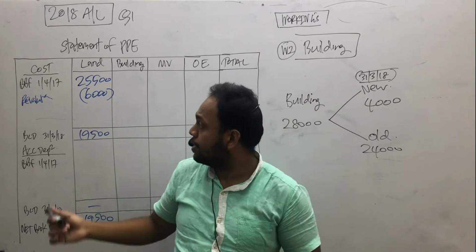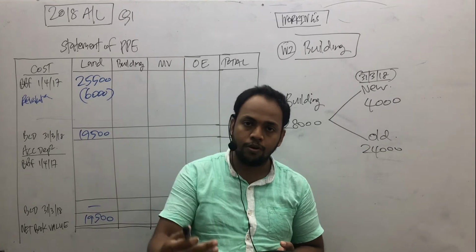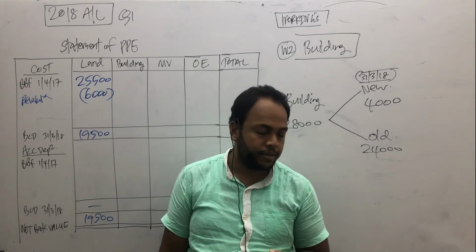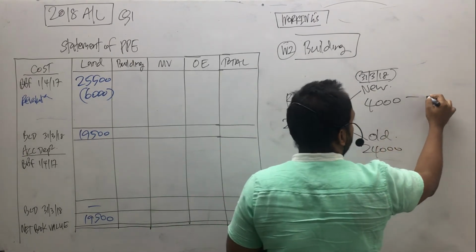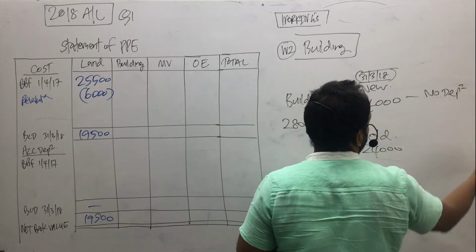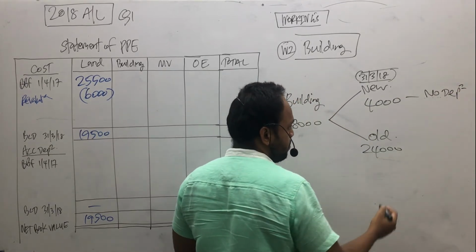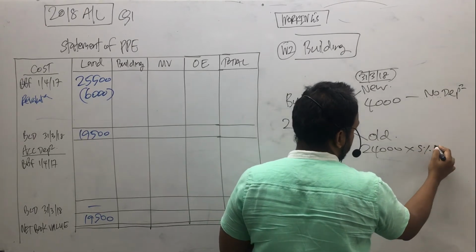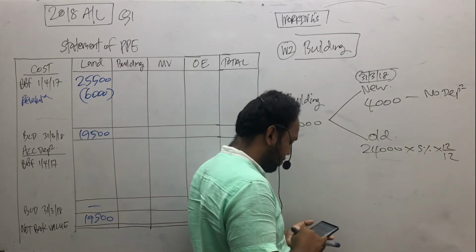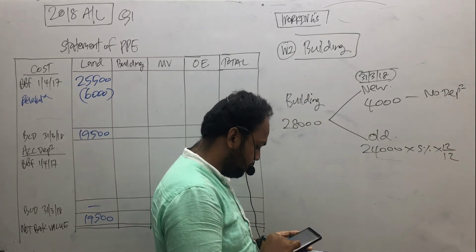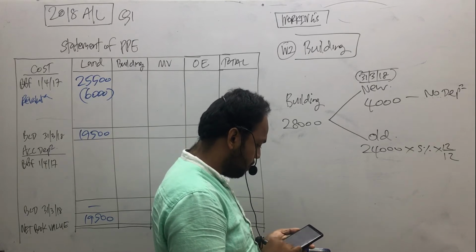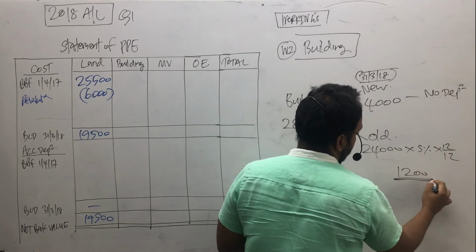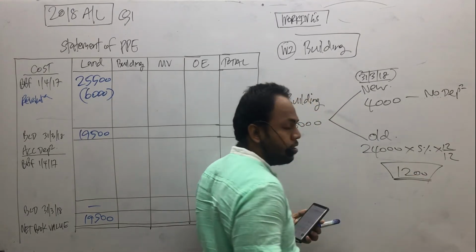But when you are showing the statement of PPE, you need to show separately the purchases or additions and the depreciation of the current financial year. So the new building, we don't depreciate. No depreciation. But the old building, you have to depreciate at 5% for 12 months. So 24,000 into 5% is 1,200. So that's the total depreciation of the building.